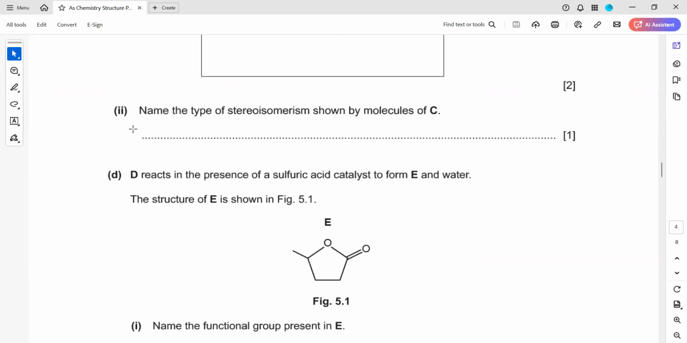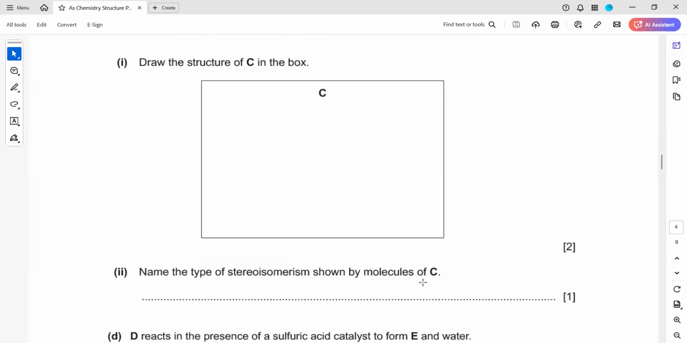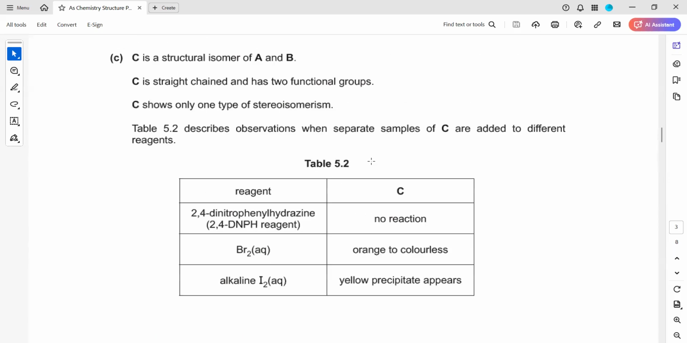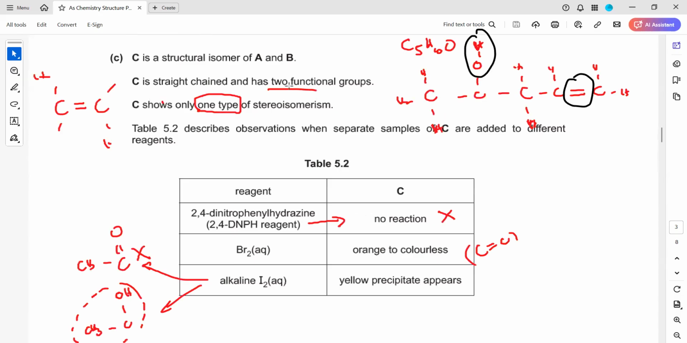Name the type of stereoisomerism shown by a molecule C. So stereoisomerism can be optical, or it can be geometrical. But because it is showing only one type, they already mentioned it is one type. So whenever we check, stereoisomerism can be optical or geometrical.